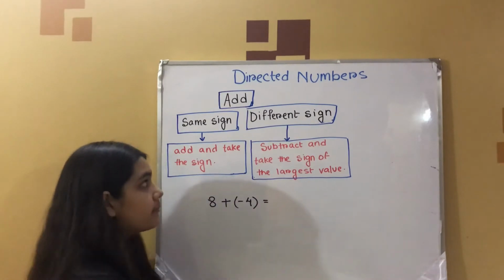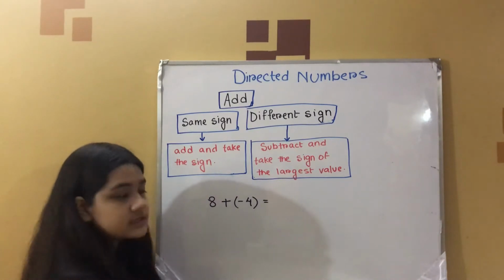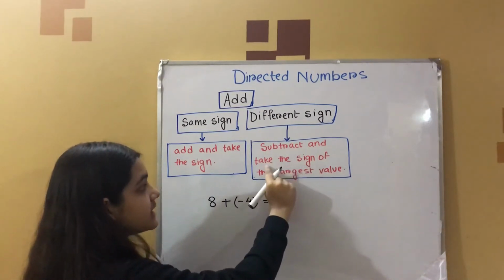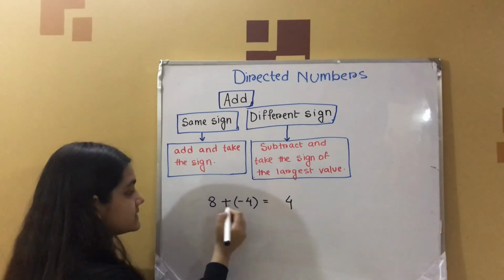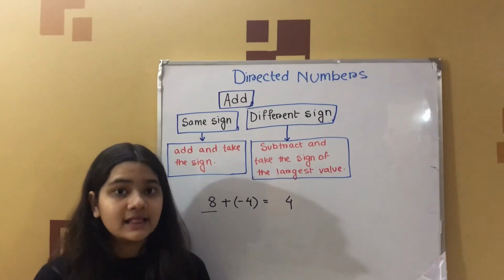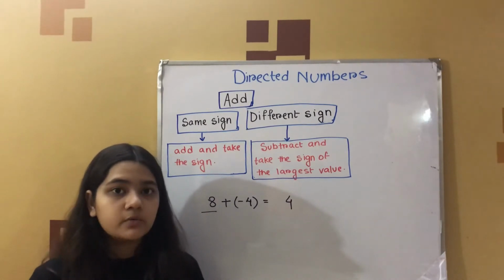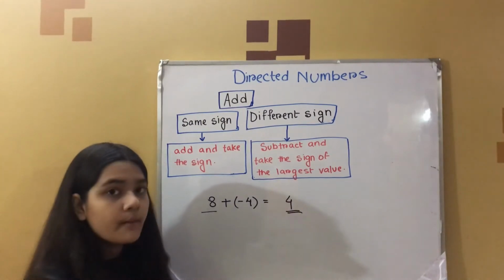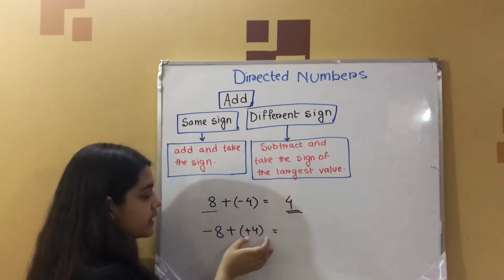When we are adding numbers with different sign, we are going to subtract. That means 8 minus 4. 8 minus 4, we get 4. And take the sign of the largest value. The largest value between 8 and 4 is 8. There is no sign before 8, then that means that 8 is a positive number. If a number is positive, then that number will have plus sign before it. That means 4 is also positive. So we don't need to give the plus sign. -8 plus 4.